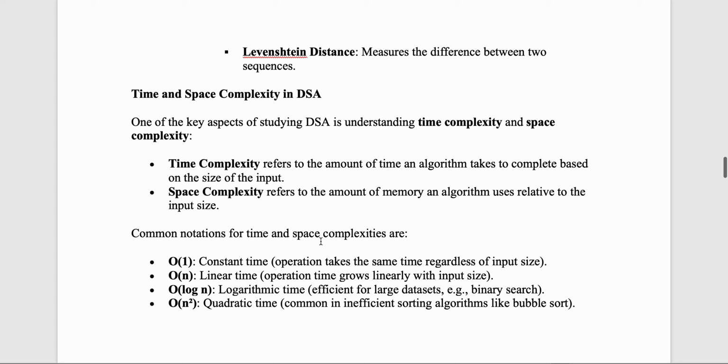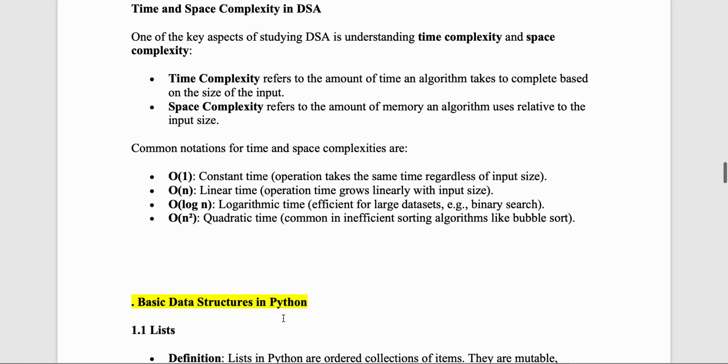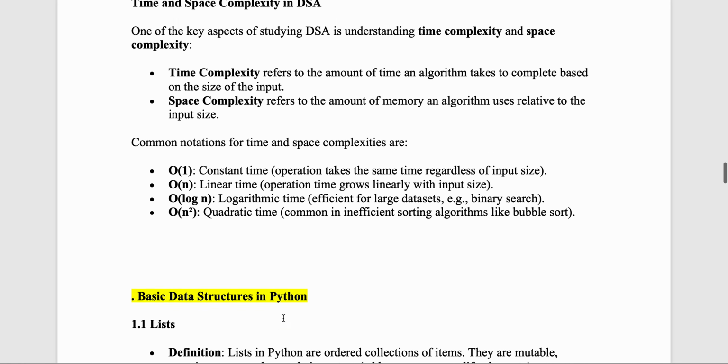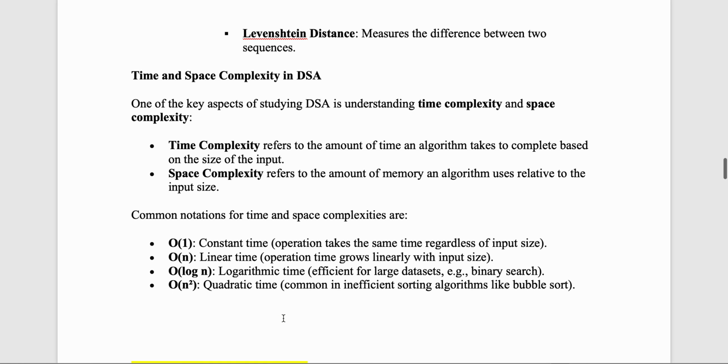Then common notations we have: constant time is big O(1), big O(n) is linear time, big O(log n) is logarithmic time, and big O(n squared) is quadratic time. So these are the introduction part of DSA.